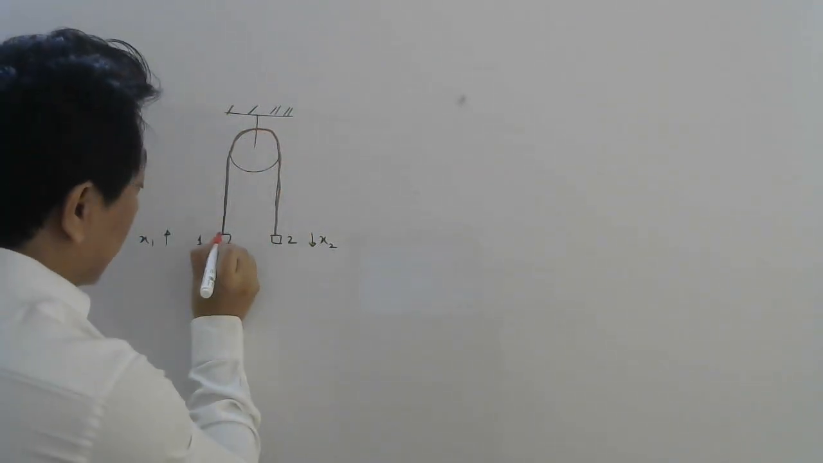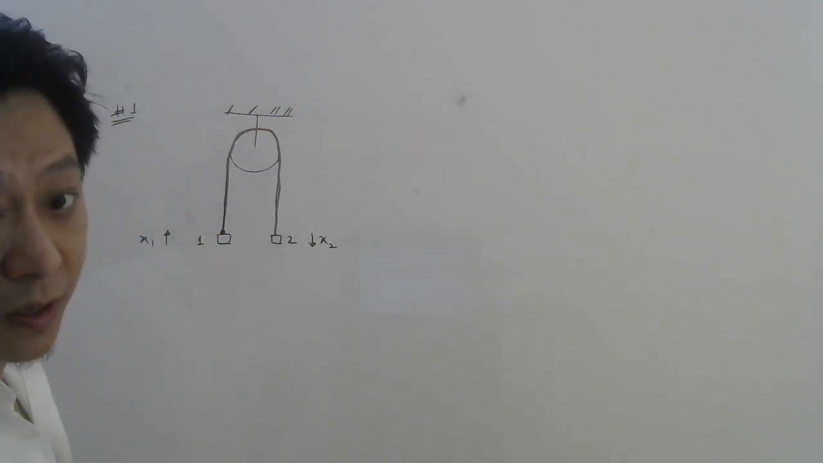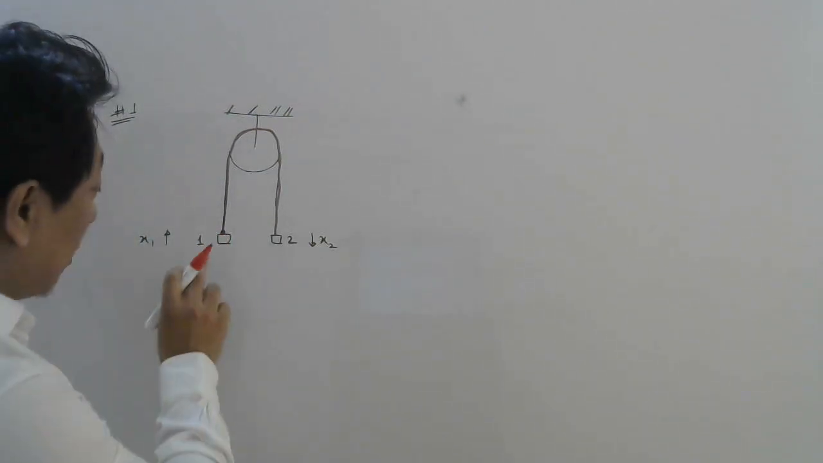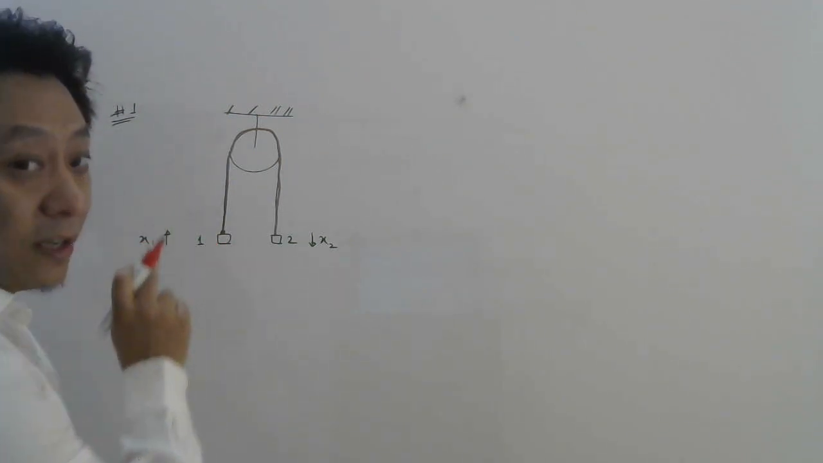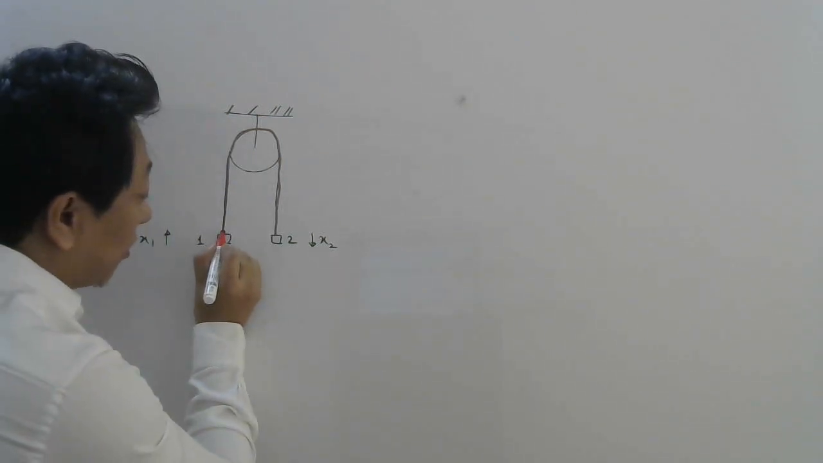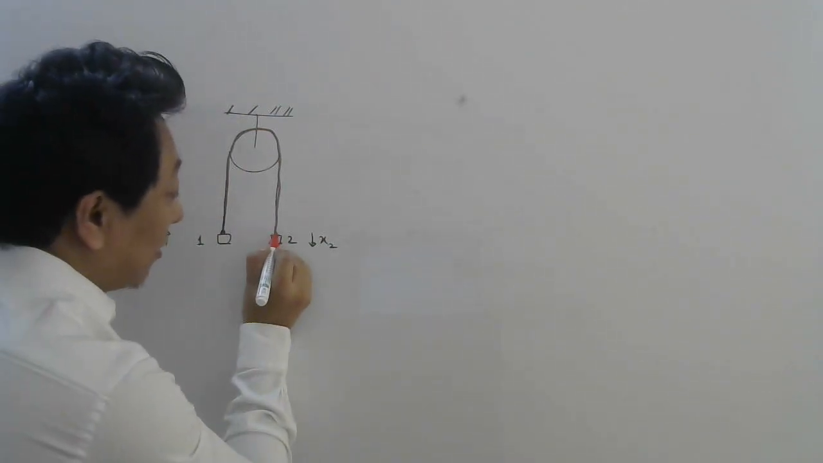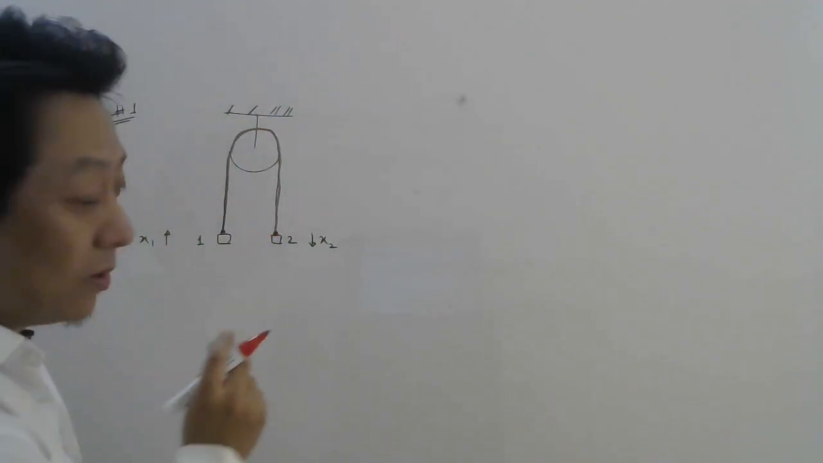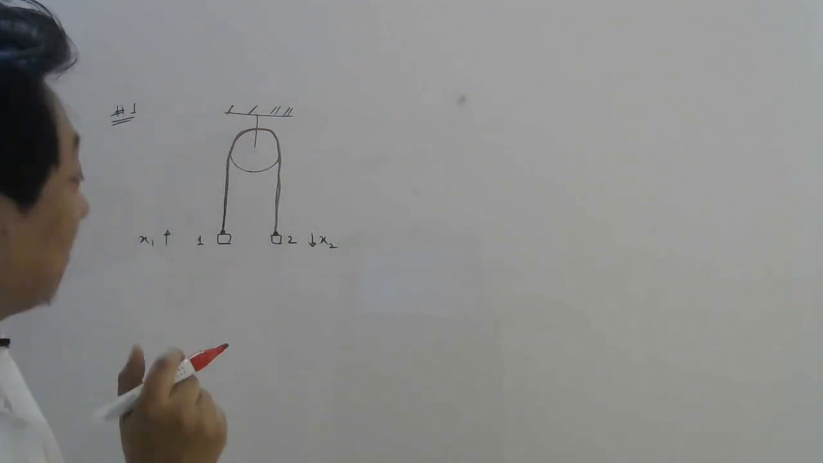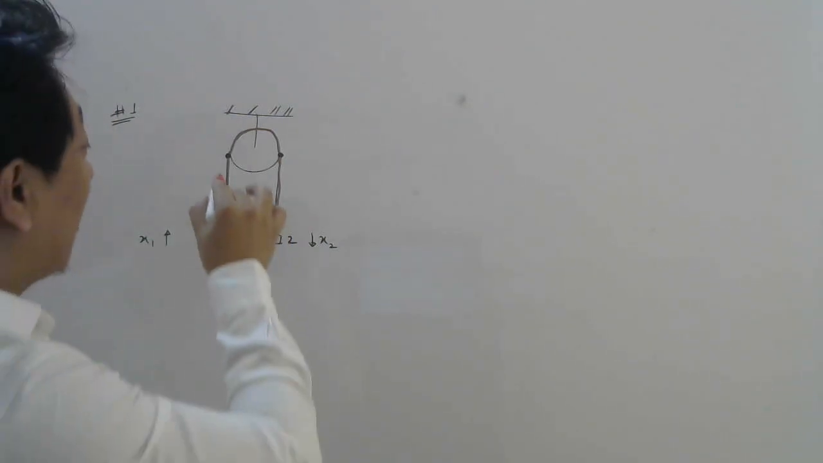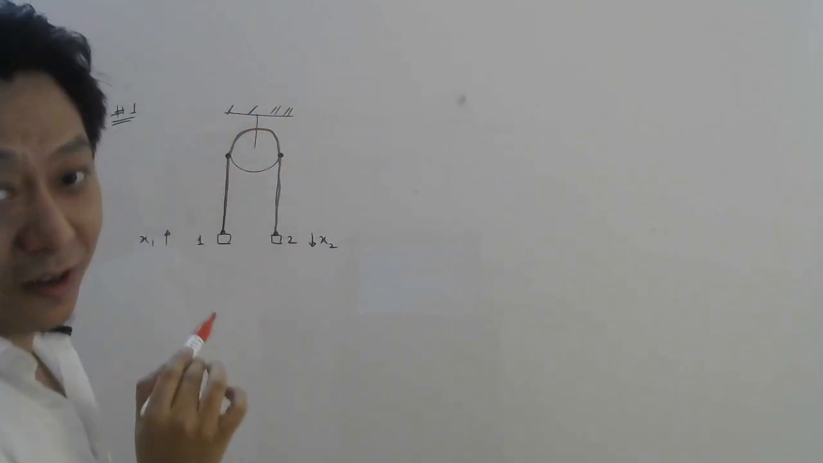Now consider this point of the string. This point of the string is attached to this block, right? So when this block has displacement x1 up, this point of the string will also have x1 up displacement, and this point of the string will have displacement x2 down. Whereas if you consider this point and this point, they are attached to the fixed pulley, right?